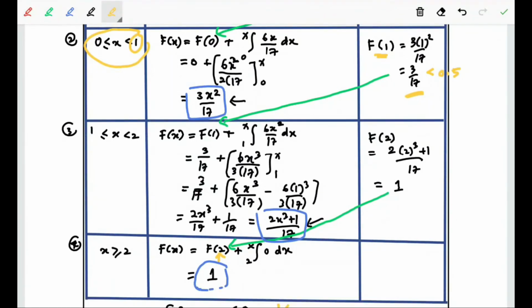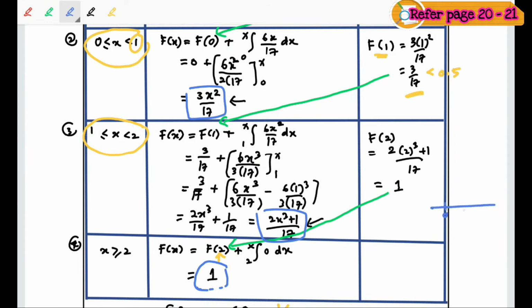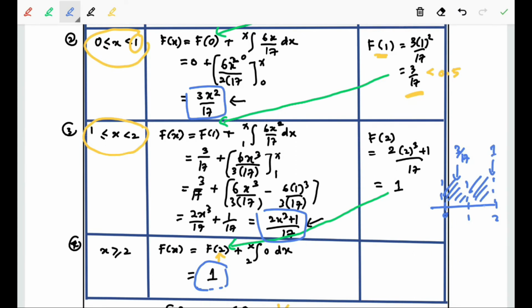So that means your m should be located in this interval, since the cumulative here is until 1. From 0 until 1, the total area is just 3 over 17. From 1 until 2, the total area is 1. So 0.5 should be here. So this is your m. After we have found the location of m, you can then substitute m into that function.